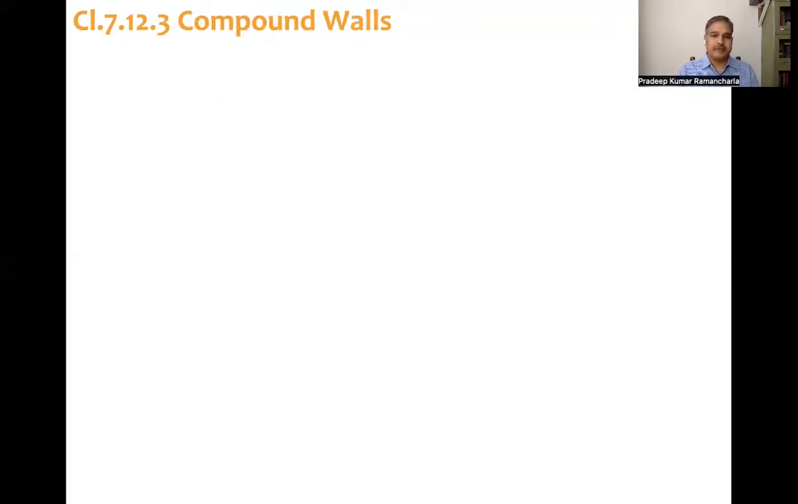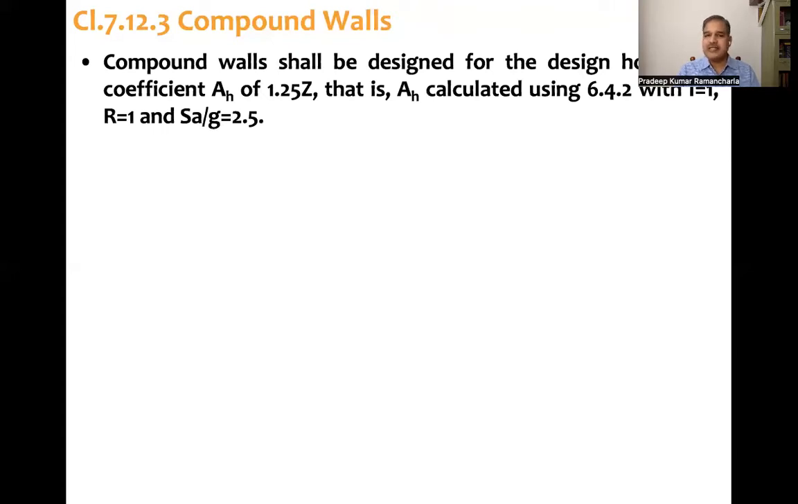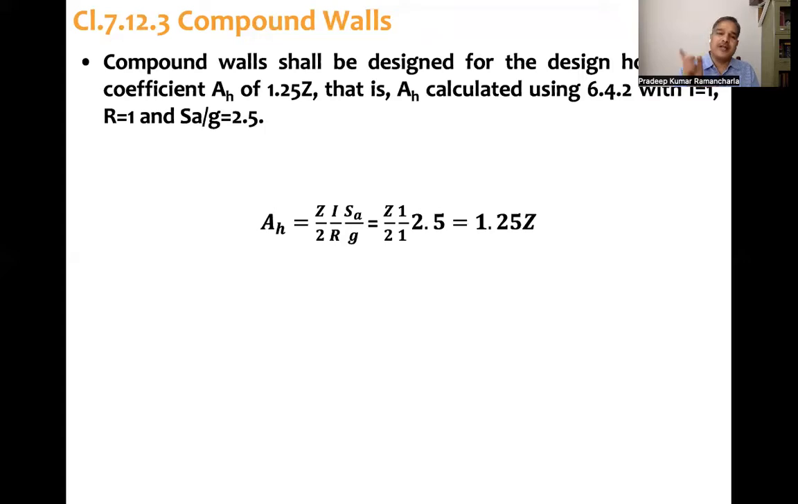And the next one is compound wall. Now compound walls shall be designed for design horizontal coefficient AH of 1.25Z, 1.25 multiplied by the zone factor. So how has this come? This is calculated by using I equal to 1, that is the importance factor of compound wall taken as 1 straight away, and response reduction factor R taken as 1, and Sa by g highest value 2.5. So if we put all these together for calculating AH equal to Z by 2 into I by R into Sa by g, Z by 2, I is 1, R is 1, and 2.5, that accounts to a total of 1.25 times Z. So straight away 1.25 times the zone factor multiplied by the weight of that compound wall should be used for designing the lateral resistance of that compound wall.